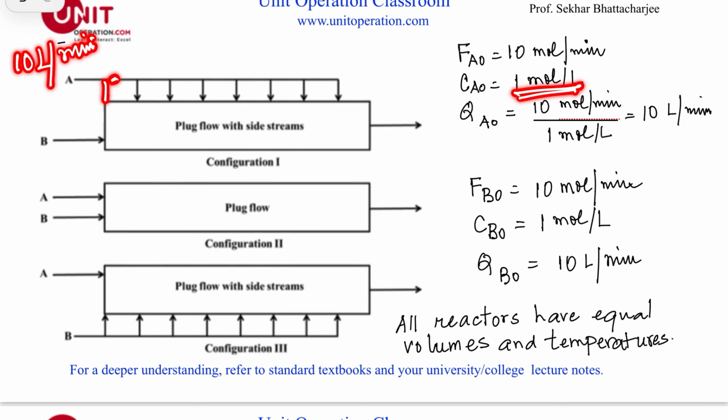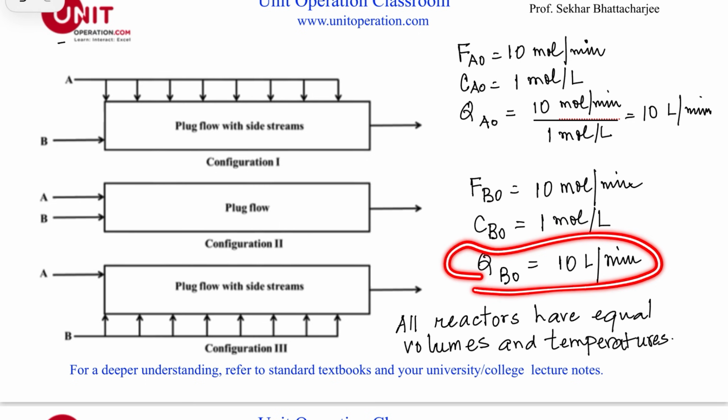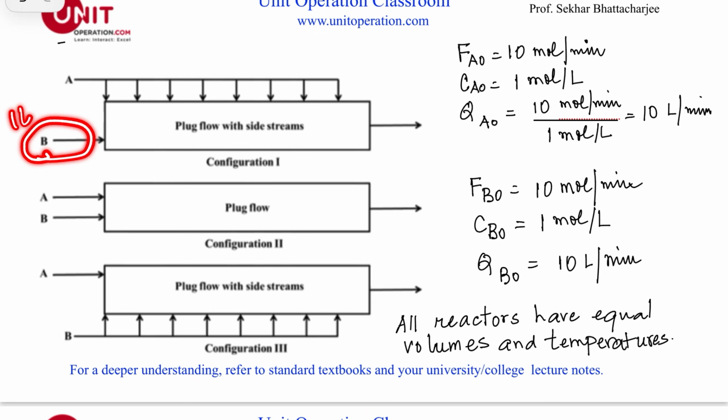And if I assume, of course, there are not 10 points here, but let's assume there are 10 points, then at each point we would introduce 1 liter per minute, or 1 mole per liter, of A. Whereas the entire B, again 10 liters per minute at the same concentration of 1 mole per liter, is entering here. So that is the first reactor configuration.